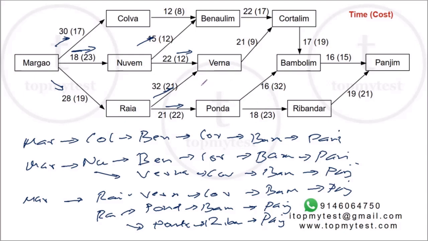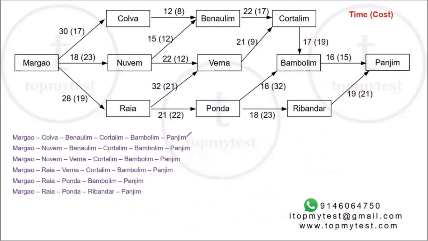I'll show you how. Let me just write this down a little concisely. So let's calculate the first route cost, right? The Margao, Kolwa, Benoli, Kortali, Bamboli, Panji. So you have 30 plus 12, 42, 42 plus 22, 64, 64 plus 33 will be 97. So that will be your total time.